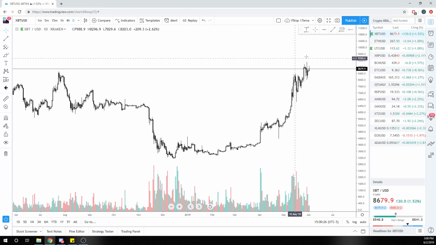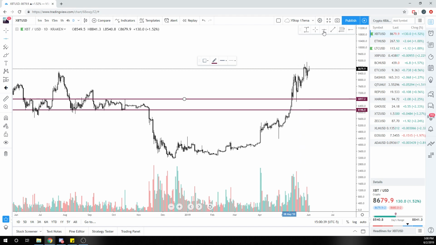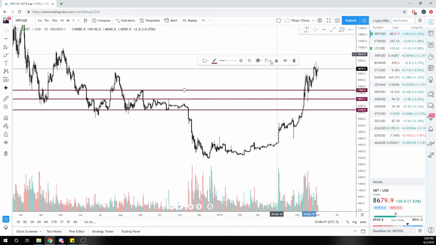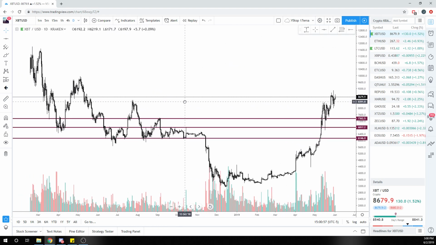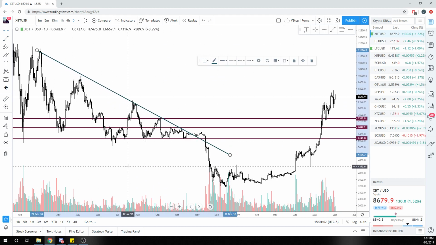So the first thing I'm going to do here is look for obvious support and resistance lines. Drop one here, drop one here. This is very, very basic, but like I said, basic and old school works, so why not use it? From there, we'll look for trends. I did mention I'm a trend trader.